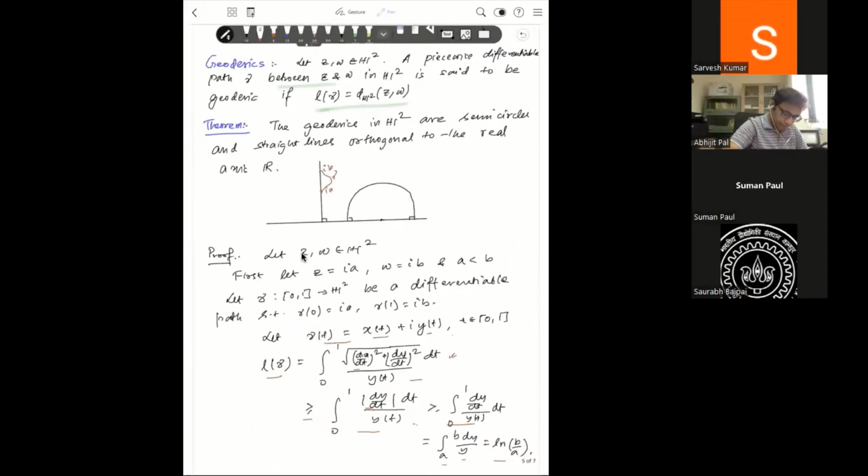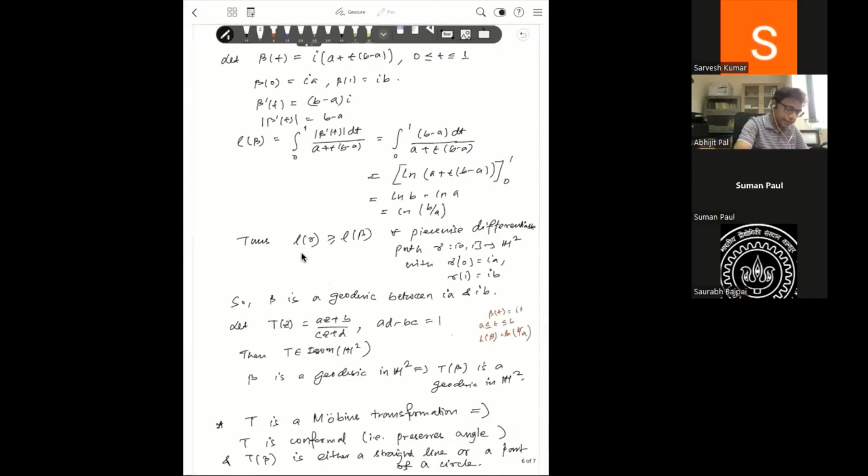Okay. So what we have shown is that the length of gamma is greater than or equal to log b by a, and if I take this beta t to be this thing, the image of beta lies in the imaginary axis. So the length of beta, you can compute it to be exactly equal to log b by a. So the length of gamma is greater than or equal to the length of beta. So this implies that beta is a geodesic between ia and ib.